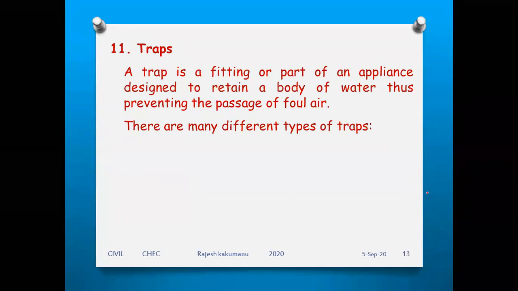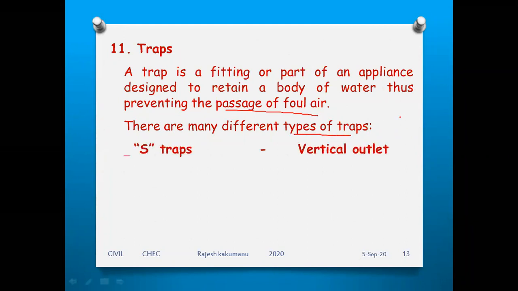A trap is a fitting or a part of an appliance designed to retain a body of water, thus preventing the passage of foul air. Preventing the passage of foul air means preventing a bad smell. To prevent the passage of foul air, we are using a trap fitting. There are different types of traps that we use domestically.